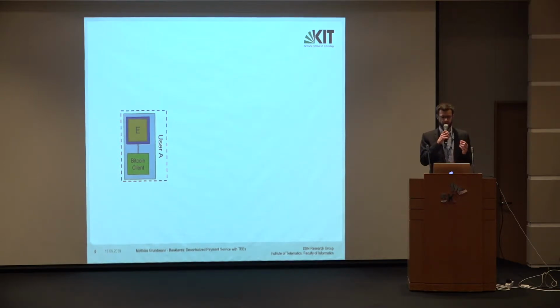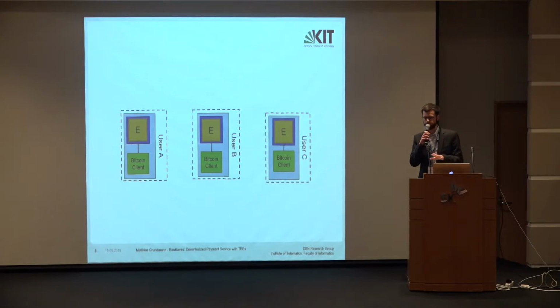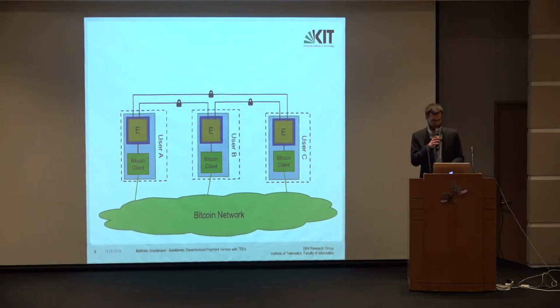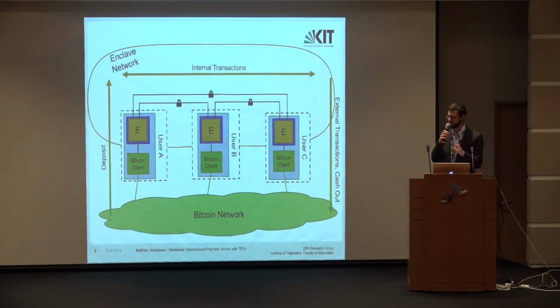At a user, each user runs an enclave on his computer and a Bitcoin client, which is shown here. The same application runs on each user's host participating in the system. All the enclaves are connected through secure, encrypted, authenticated channels from one enclave to the other, and the Bitcoin clients are connected to the Bitcoin network. This network of enclaves forms our enclave network, which is our second layer architecture.